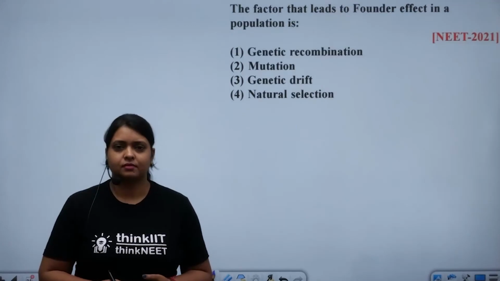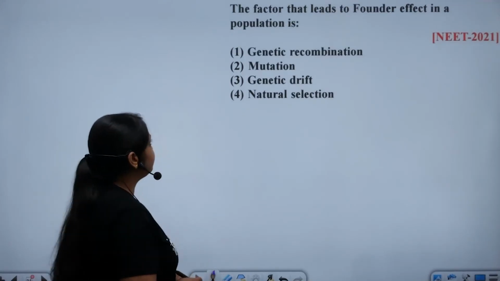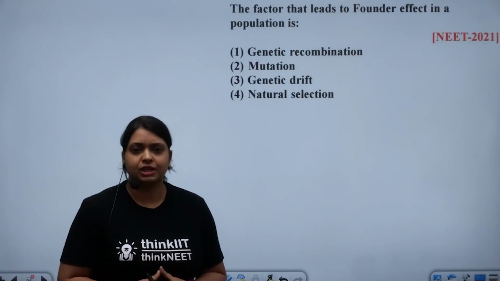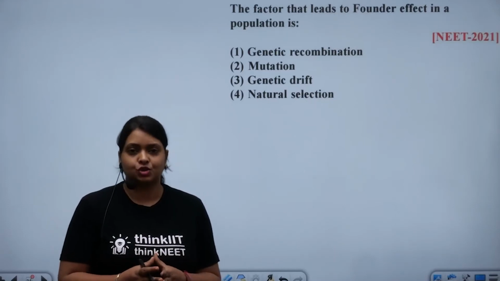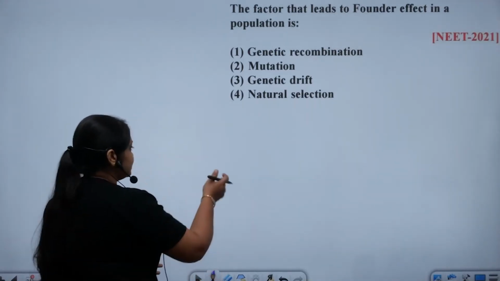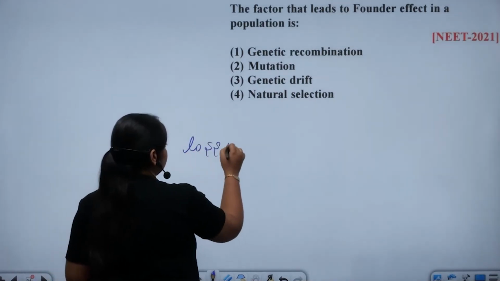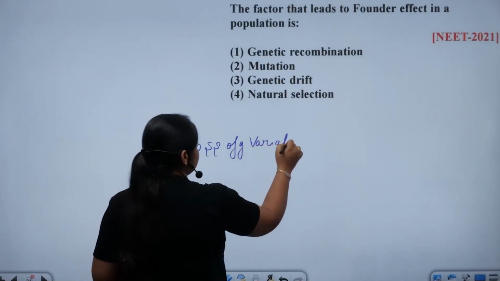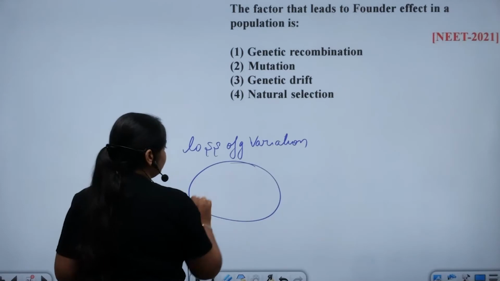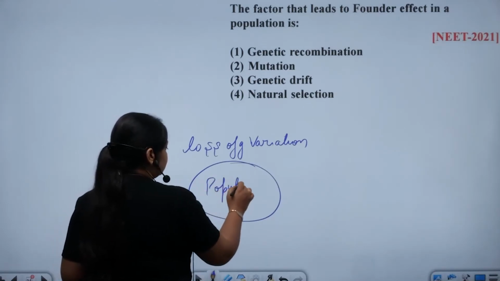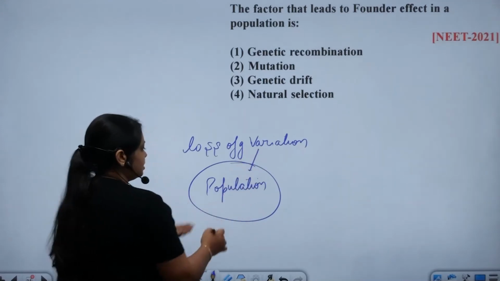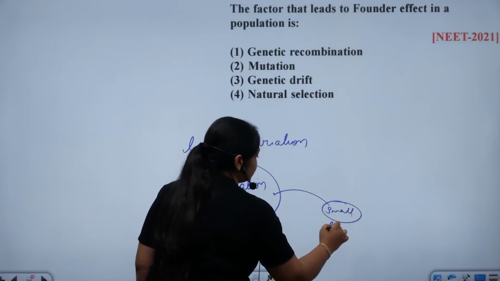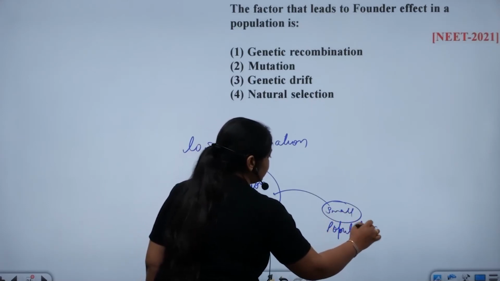Thank you. Now over to our next question: the factor that leads to founder effect in a population is. Before looking at the options, we should know what founder effect actually is. Founder effect is the loss of genetic variation in a large population by the entry of a small population. This is your founder effect.